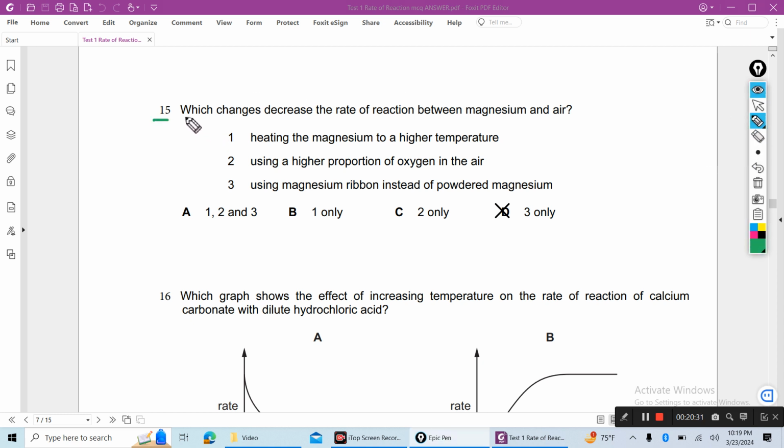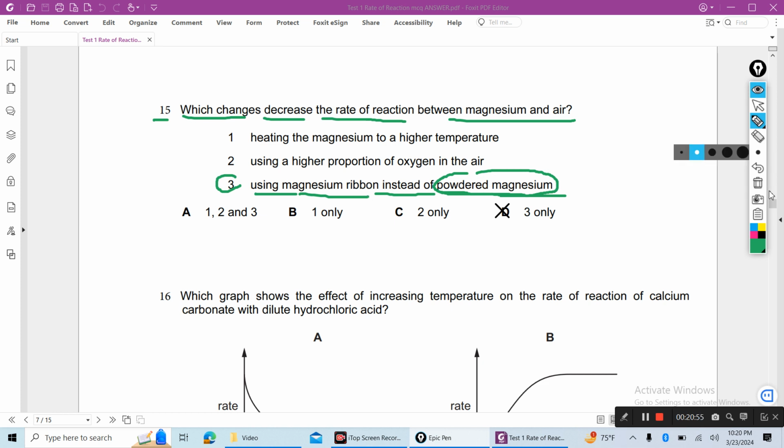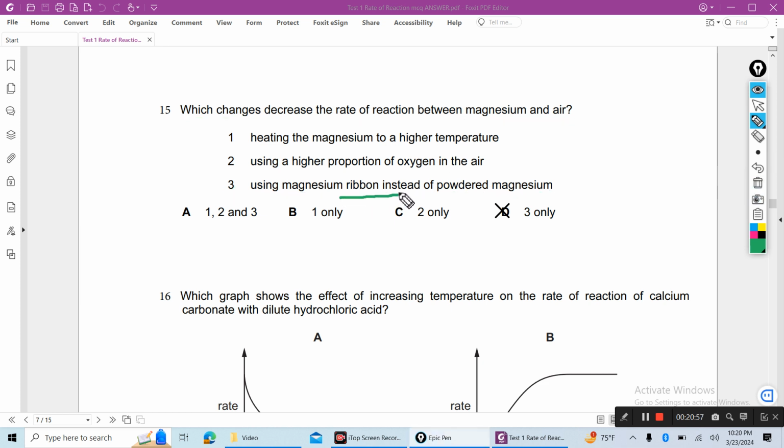Okay, now 15. Which changes decrease the rate of reaction between magnesium and air? Decrease the rate of reaction. 3 is the correct answer. Using magnesium ribbon instead of powdered magnesium. Powdered magnesium has a greater surface area, so the rate of reaction will be faster, but magnesium ribbon has less surface area, so fewer effective collisions, and the rate of reaction will be low. So only 3 is the correct answer.